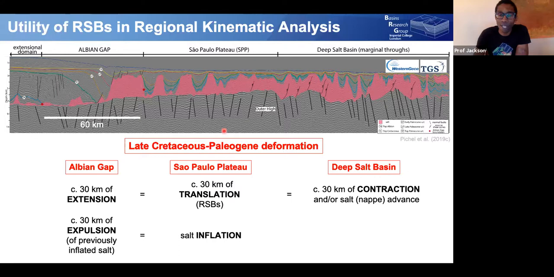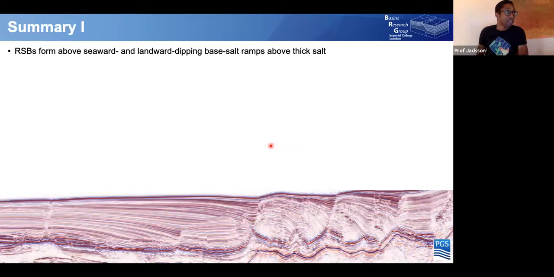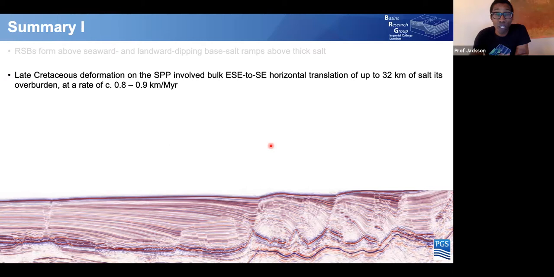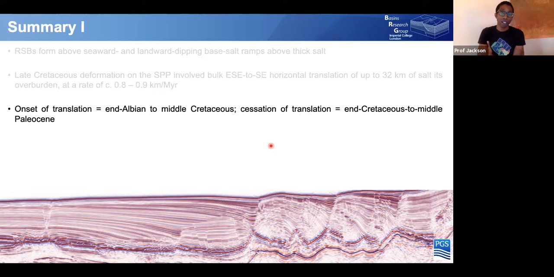So just to summarize the first bit of the talk, we see that these ramp syncline basins form above base salt ramps, which can dip landward or seaward. In the Sao Paulo Plateau, everything was moving broadly towards the southeast. We have maximum translation magnitudes of about 32 kilometers at a rate of up to about 1 kilometer per million years. I'm going to come back to the rates and magnitudes at the end of the talk. Translation started in the early Albian to Middle Cretaceous, but I did show you there was some diachroneity in the timing of the onset, and everything ended by about the Middle Paleocene.